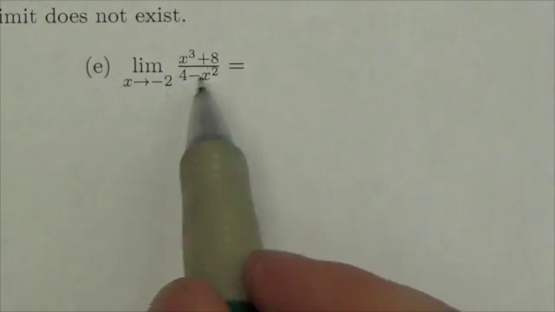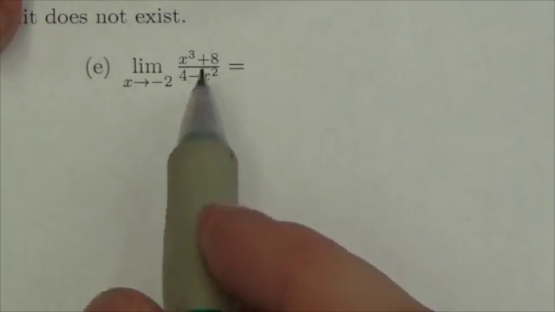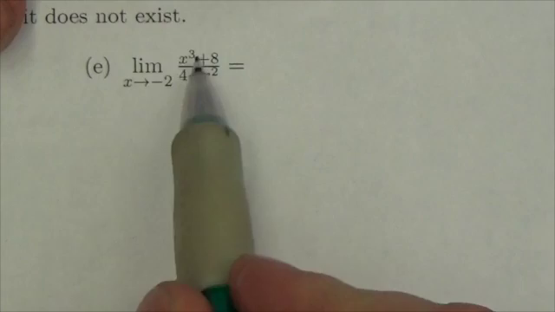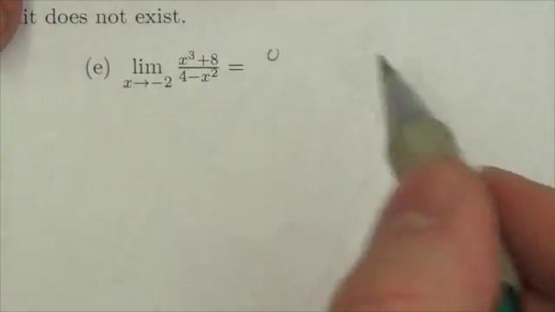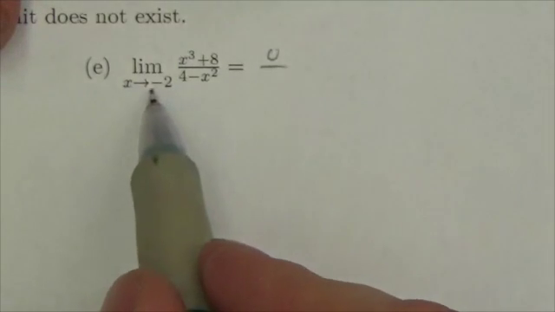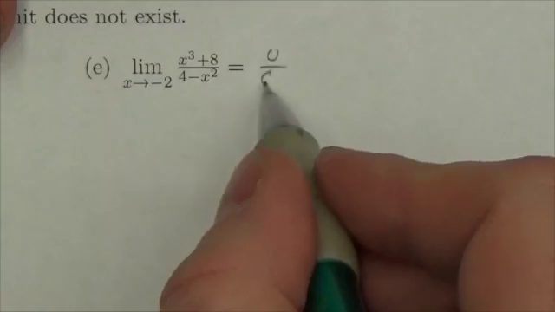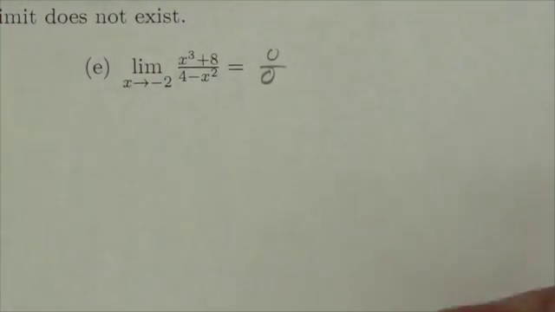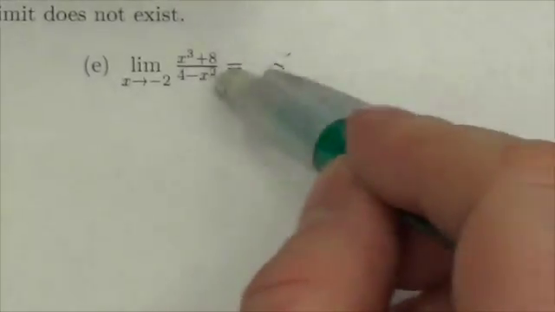So in this case, I've got a rational function, so this introduces the possibility that there's an issue here. Now, if you take negative 2 and plug it in, negative 2 cubed will be negative 8, plus 8 is 0. And then the denominator, if you plug negative 2 in, negative 2 squared will be 4. 4 minus 4 is 0. So now finally we've got the indeterminate form, which requires us to do a little bit of work here.